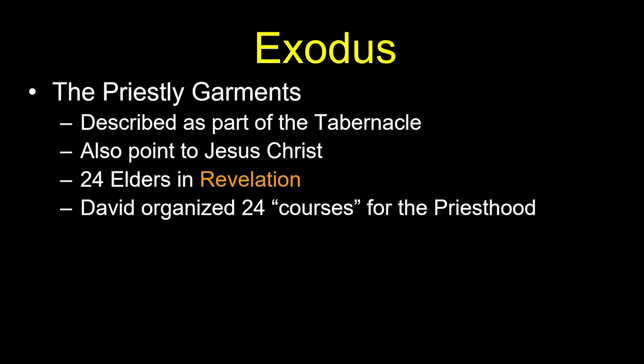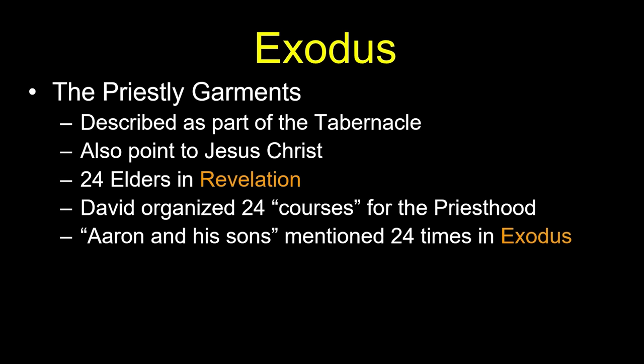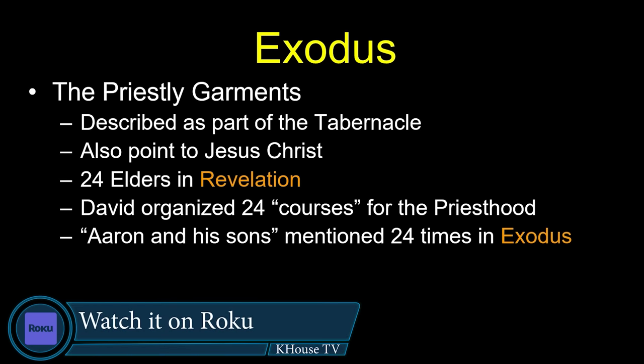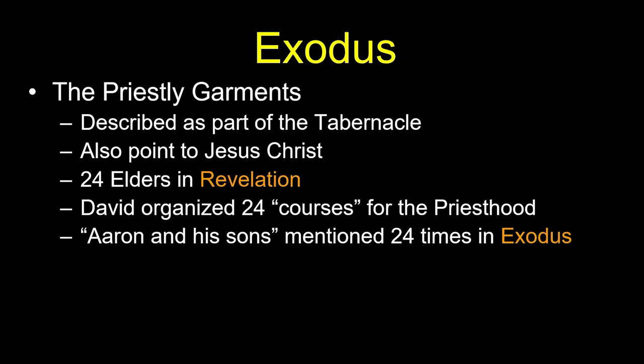Now, what's interesting, from that background, you don't find the number 24 here, but I found out something kind of interesting. It's the kind of tidbit that interests screwballs like me. It may have no spiritual value at all. You'll see as you read the book of Exodus, relative to the priesthood, that Aaron and his sons are mentioned. Aaron and his sons. Aaron and his sons. As a way of referencing the priesthood, right? How many times are they mentioned? 24 in the book of Exodus. Now, that doesn't prove anything. It doesn't.